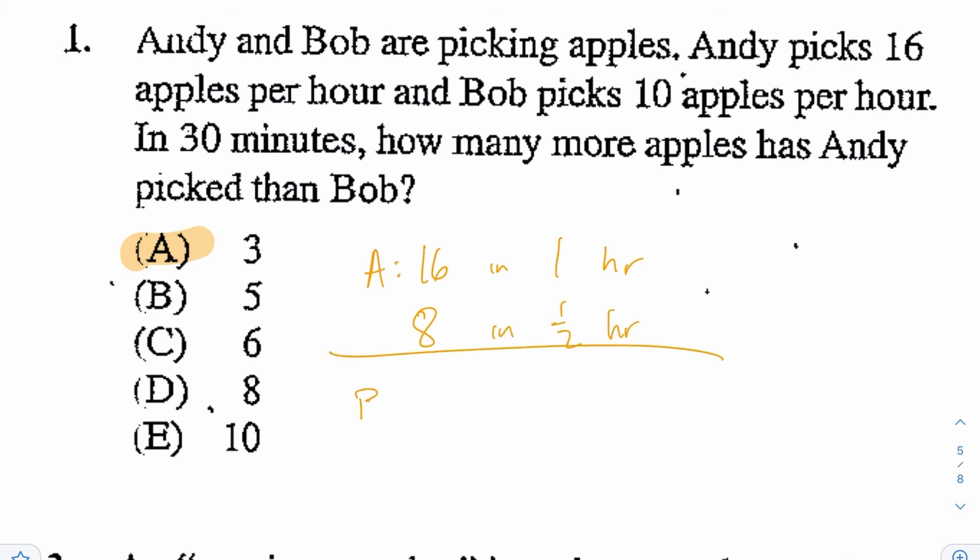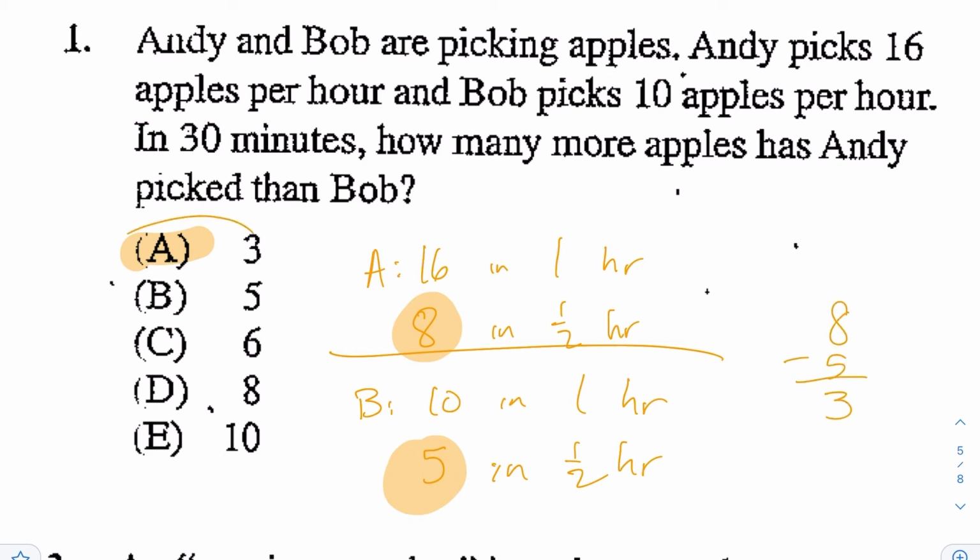Now for Bob, he picks 10 apples in 1 hour. In 30 minutes, that's half, which is only going to be 5. So how many more has Andy picked? Well, Andy picked 8. Bob picked 5. So 8 minus 5. Choice A, 3.